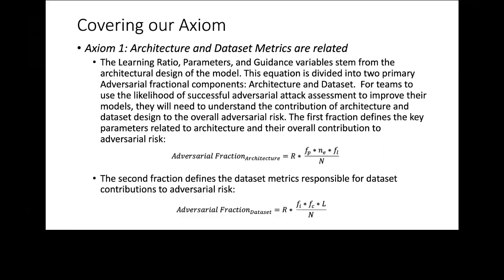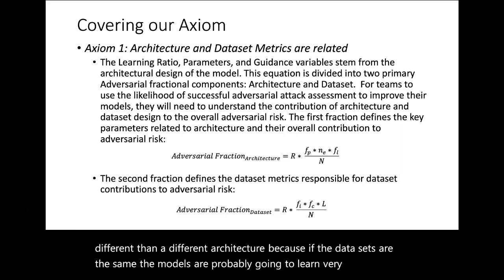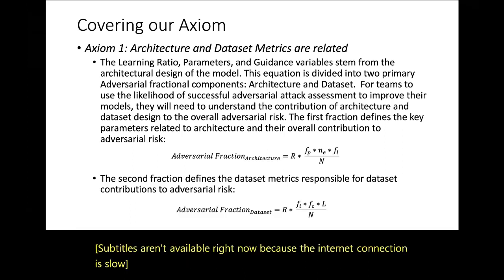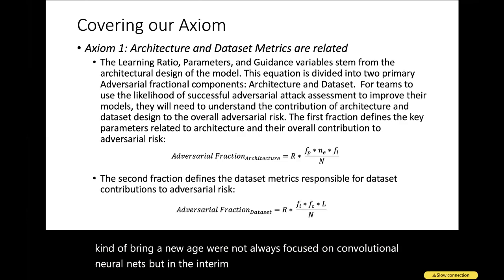Look at similar features in those images typically in order to get high accuracy in those particular spaces. And they're starting to grow away from that. You'll see there's vision-based transformers now, where you're thinking about an image as kind of a language model, and they're building detectors and all kinds of things there. And I think that's going to bring a new age. We're not always focused on convolutional neural nets. But in the interim and in the near term, I still do think they are highly correlated in this way.